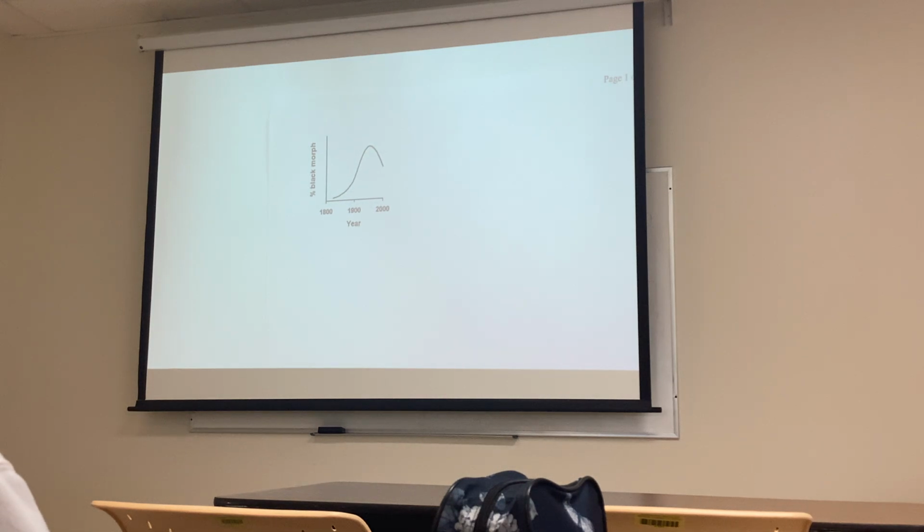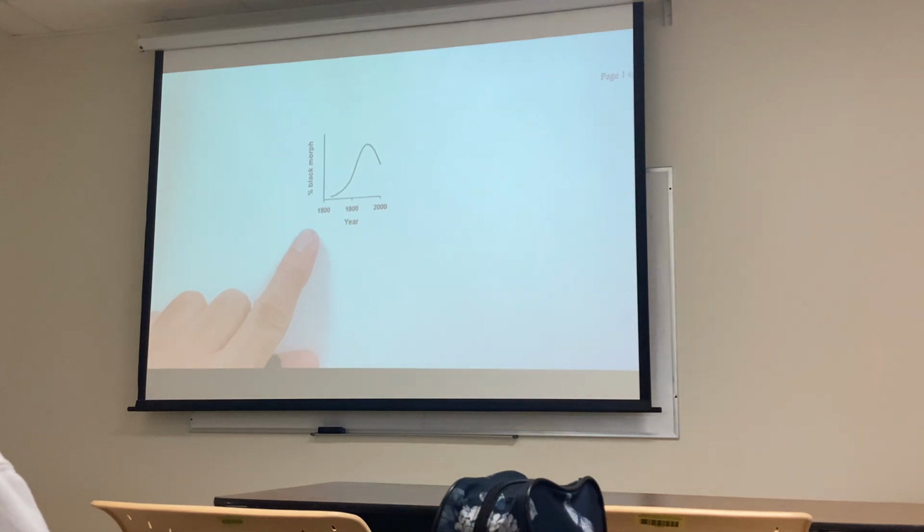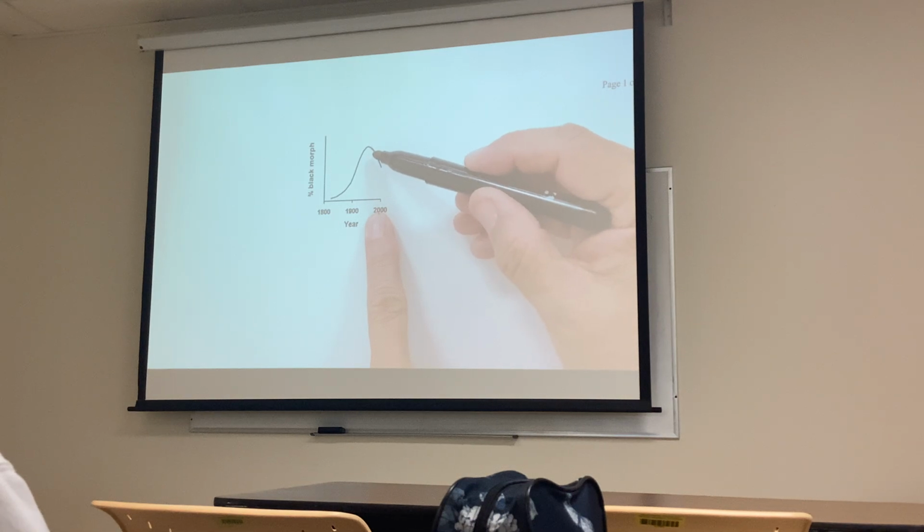So the black morph was very rare. Industrial Revolution, woo, it increased dramatically. And notice what's happening here. It's not like the light ones were turning black. It's just that they were not living long enough to reproduce and therefore not passing on their genes to their children. So the dark one increased. But look, in the late 1900s, it's going back to normal. It's still this trend now. The light one is coming back.